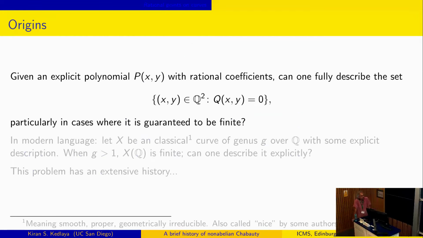So, the focus of this talk is what you might call the fundamental problem of Diophantine geometry, which is: if you give me a polynomial in two variables with rational coefficients, to describe the set of solutions of the equation Q(x,y) = 0, particularly when it's guaranteed to be finite. So P is Q? P is Q, yes. Neither P nor Q will occur again in this talk, I don't think. It's because we're going to change it to modern language and call it X.